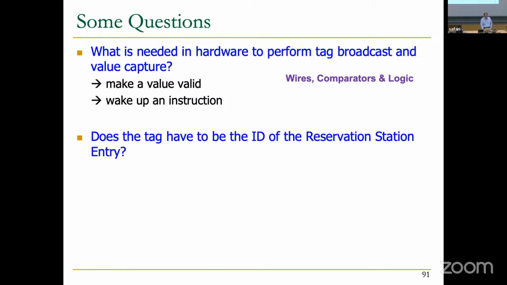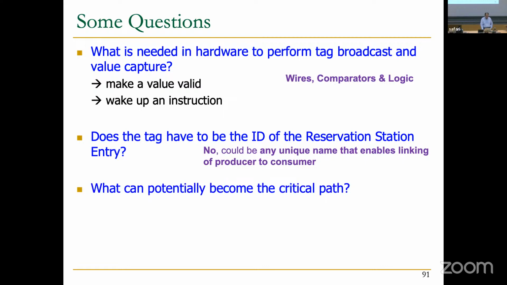Does the tag have to be the ID of the reservation station entry? No, it could be any unique name that enables linking of producer to consumer. So it really depends on the way that you want to name things. So it doesn't necessarily need to be exactly the reservation station entry name.